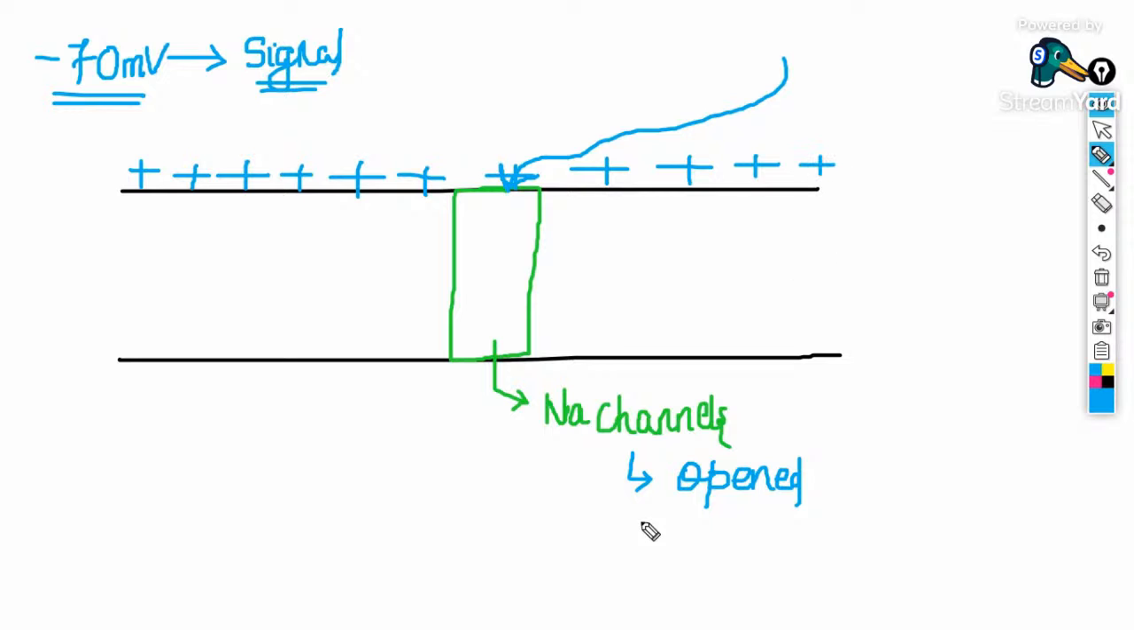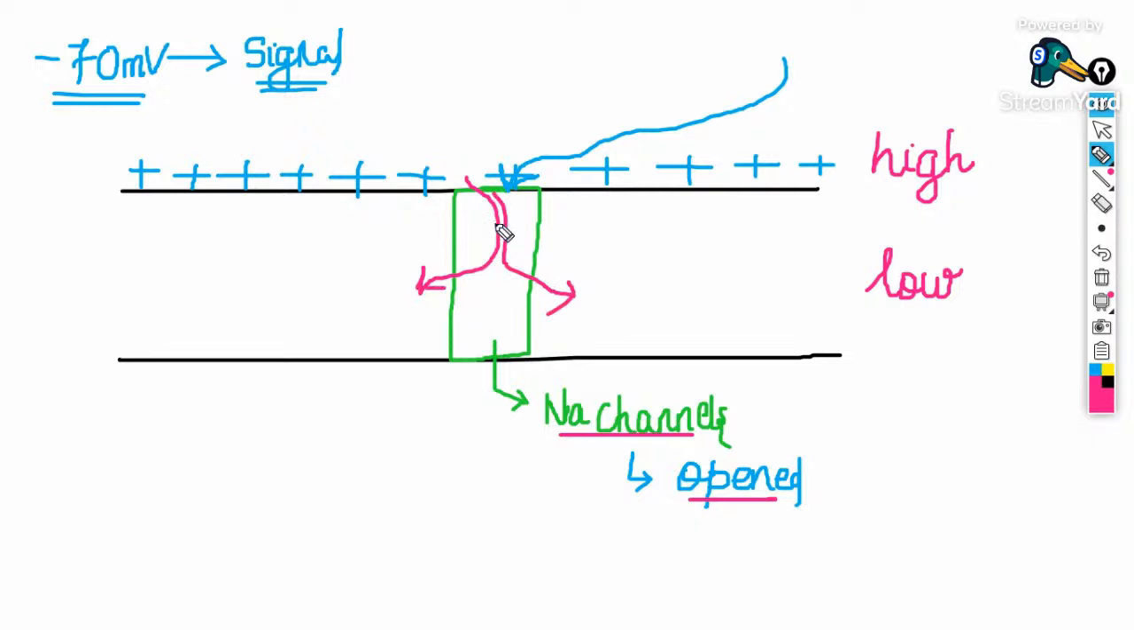So what happens when the sodium channels are opened? When sodium channels are open, the sodium will move. Sodium is in high concentration outside and low concentration inside. So as soon as the sodium channels are open, the sodium ions will start moving inside. Clear?